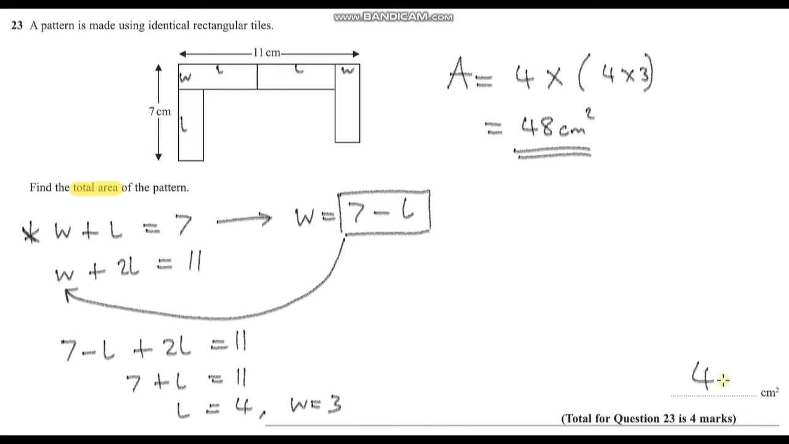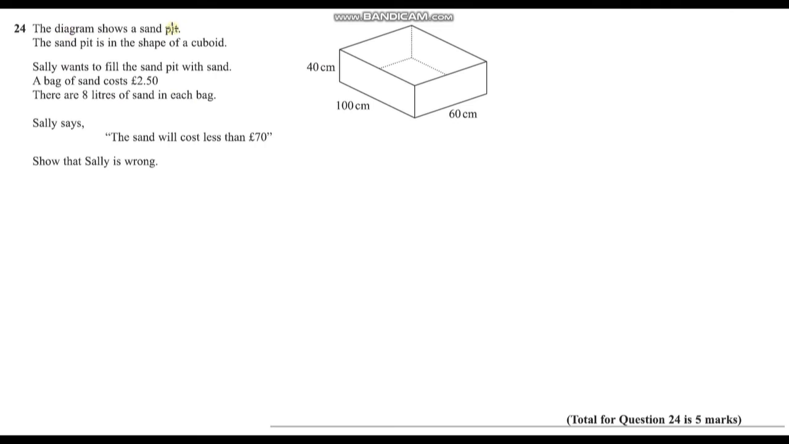So that is our answer, 48 centimetres squared. Question 24. The diagram shows a sandpit, and the sandpit is in the shape of a cuboid. Sally wants to fill the sandpit with sand. A bag of sand costs £2.50. There are 8 litres of sand in each bag. Now, Sally says the sand will cost less than £70. We need to show that she is wrong.